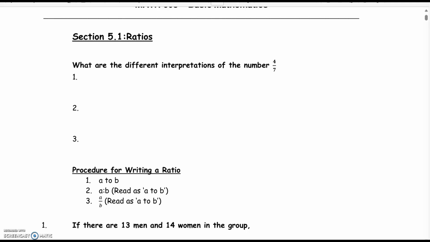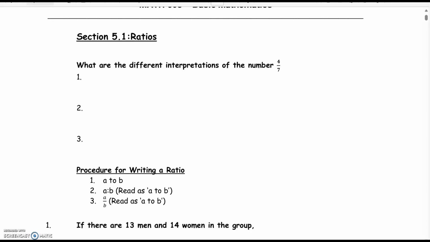So we're going to discuss ratios, and let's start with 4/7 and what are the different interpretations of it. We could think of it as the fraction 4/7, that is 4 out of 7 equal parts. So that's the fraction 4/7. You could also think of it as 4 divided into 7 equal parts. So that's 4 divided by 7.